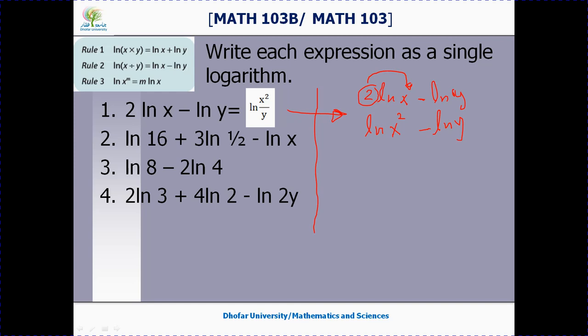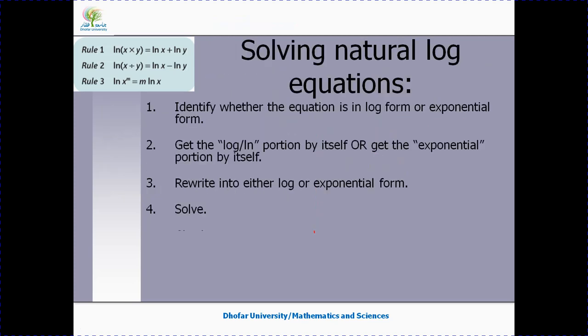We said the division becomes subtraction. So this will be ln of x squared divided by y. So I solved number 1, and it's your turn to solve number 2, 3, and 4 using the same approach, the same procedure.